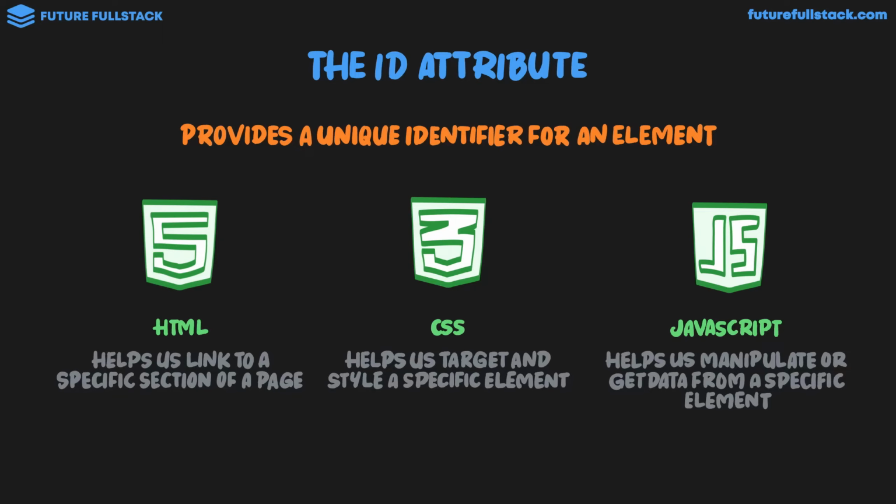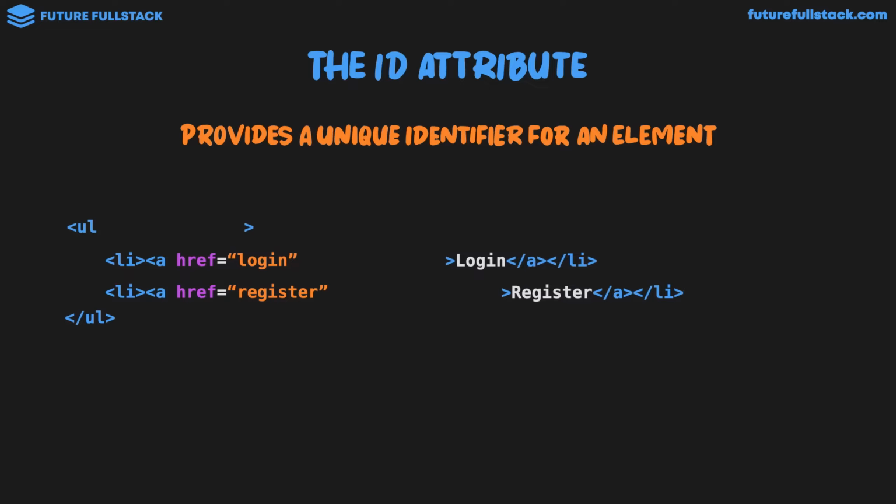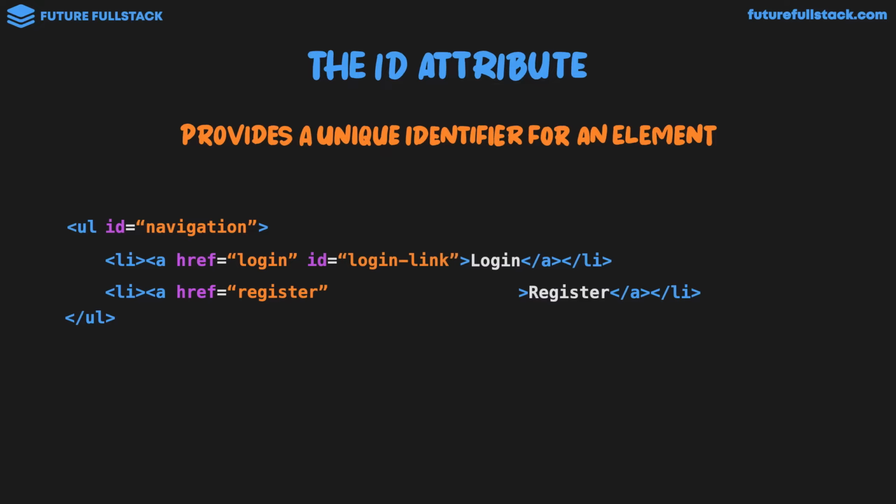Let's take a look at the ID attribute in action by looking at our navigation list in the Quill app. We can give the unordered list tag an ID of navigation. The syntax is like any other attribute. It has a name, in this case ID, and a value, in this case navigation. Let's also add an ID attribute to the login hyperlink with an ID of login link, and an ID to our register hyperlink with a value of register link.